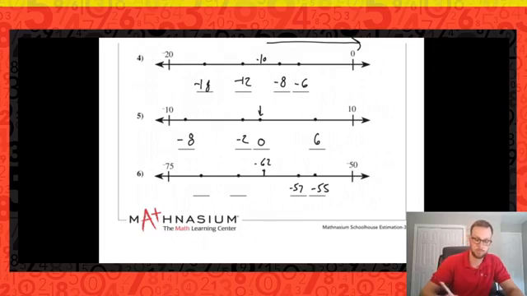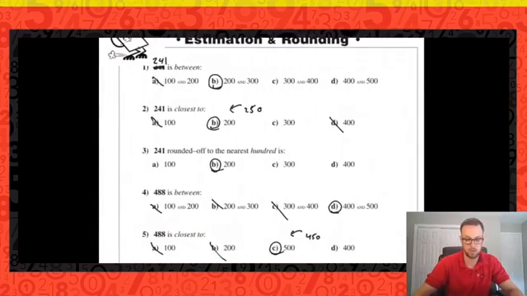Continuing on to the left. Would it be reasonable to say that that would be negative 65 and that would be negative 70? I believe so. Nice job. All right. Cool. Very good. So a little bit of warm up there.